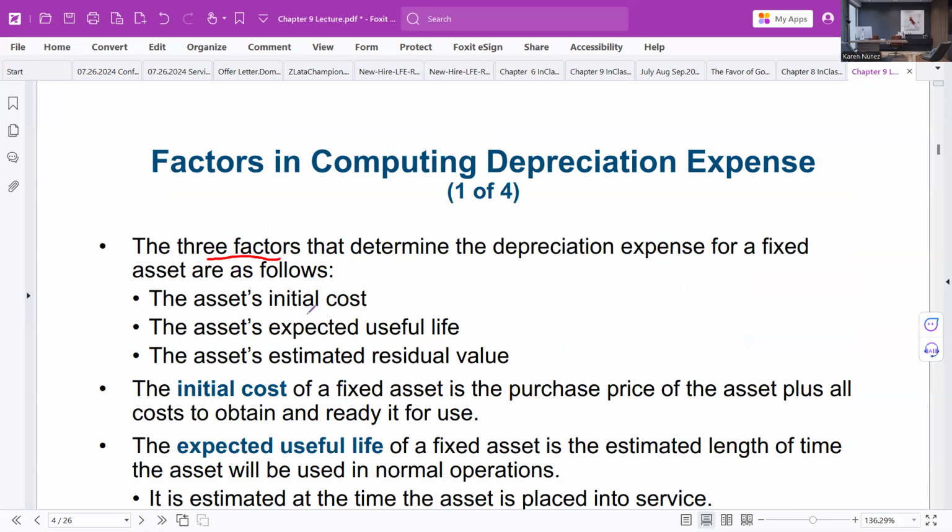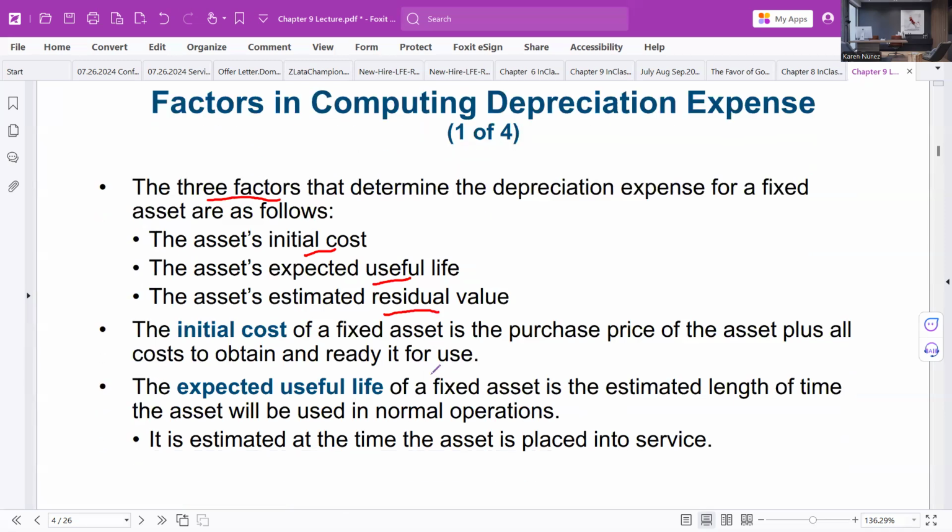One is the initial cost of the asset, two is the expected useful life, and three is the residual value, if any. The residual value is just what we expect to recover at the end of its life. So the initial cost is probably self-explanatory. It's what you pay for it. It's what it costs to bring the asset in-house and to make it ready for its use. And then the expected life, again, that's kind of obvious. That's the period of time that you estimate you're going to have use of the asset.